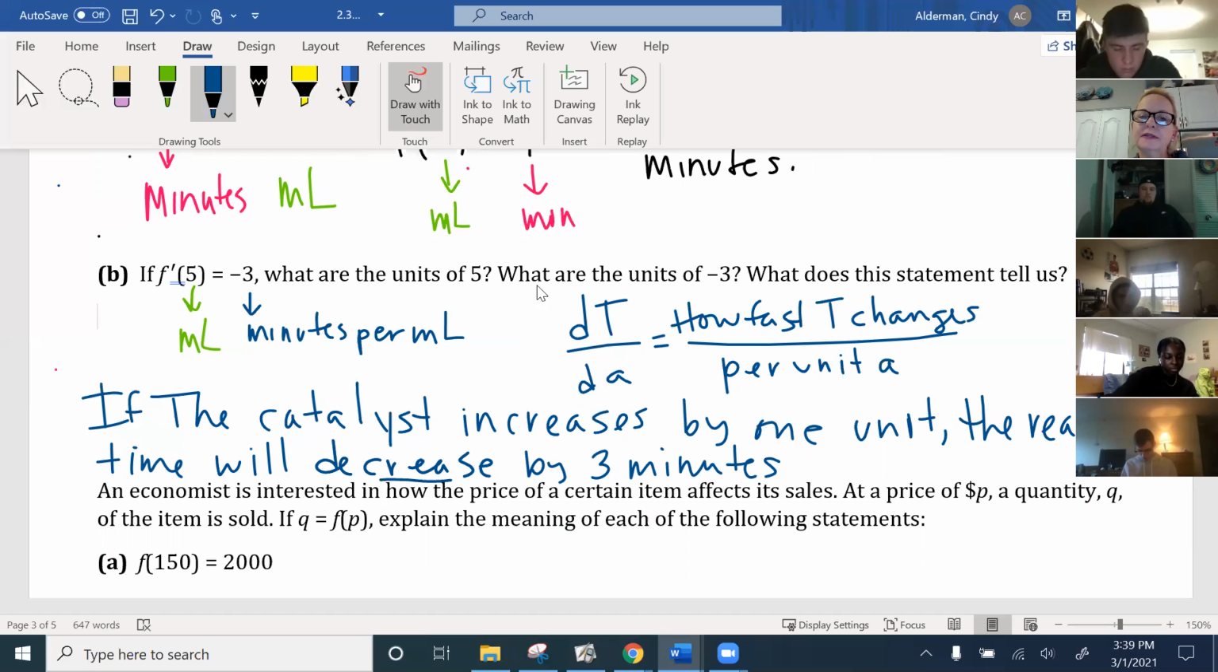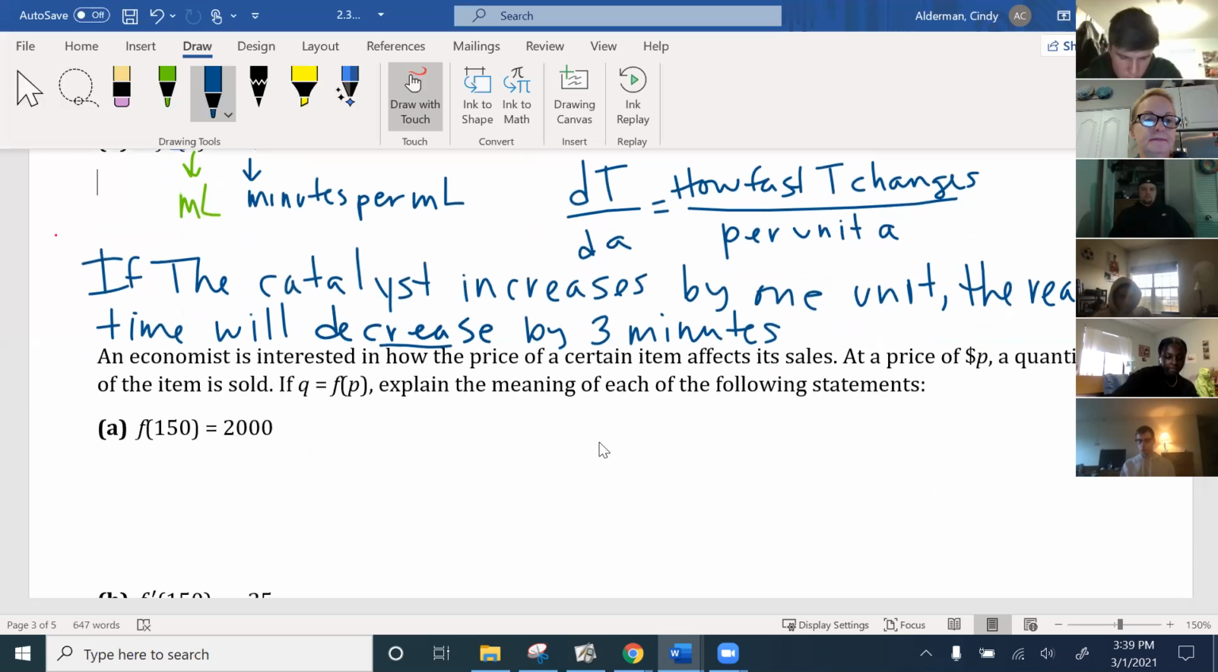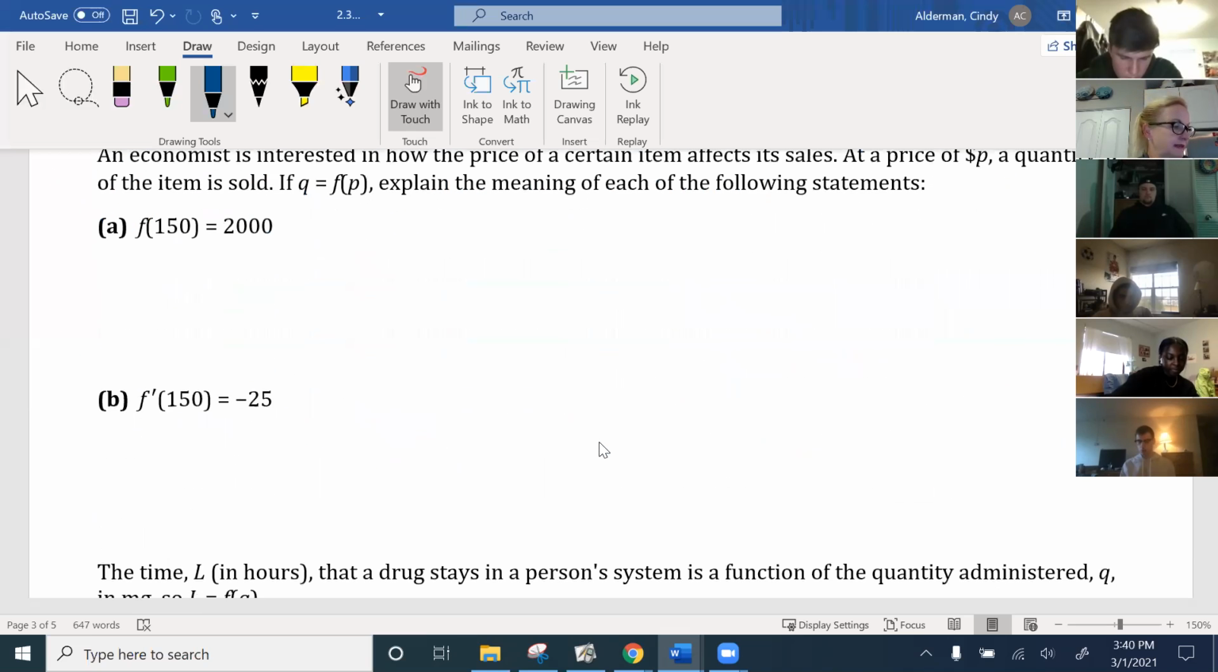So whenever you're dealing with a derivative, it's telling you that if you have a change by 1 unit, how it's going to change the speed, right? So it's going to decrease by 3 minutes for every 1 unit difference. Let's do one more and then we have a few more.